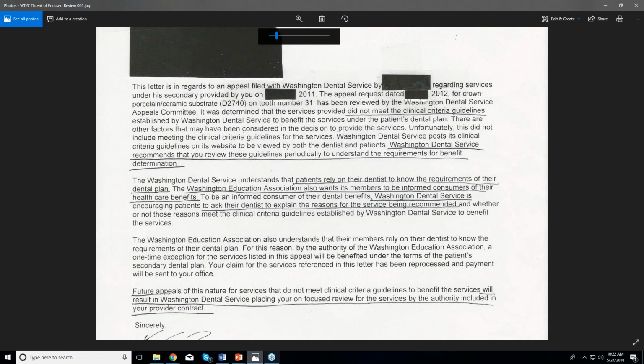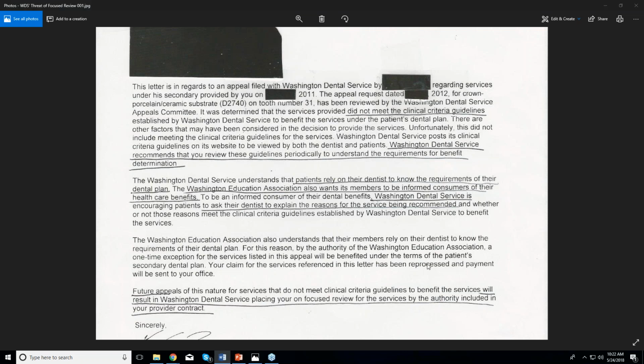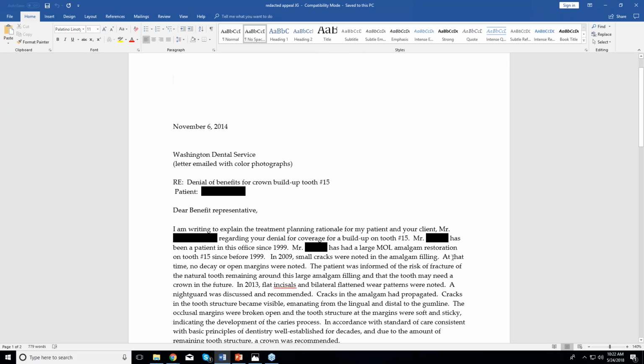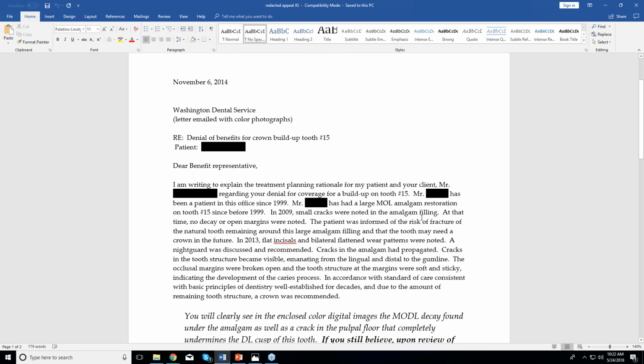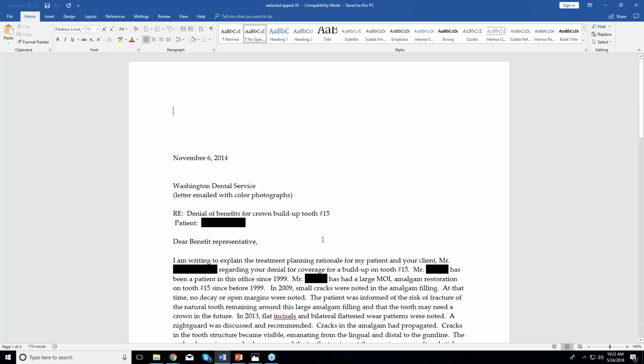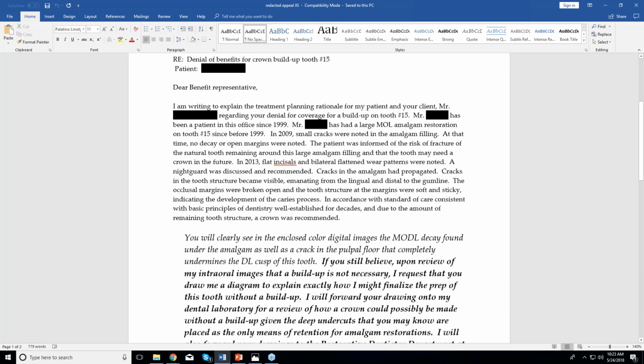They're threatening this doctor to say that, look, if you continue to submit good claims to us that we don't want to pay, we're going to put you on a focus review. So here's the doctor's appeal. I love this appeal. In fact, this will serve as a really good template for your own appeals. I have several of these from this particular doctor who was gracious enough to share this with you.